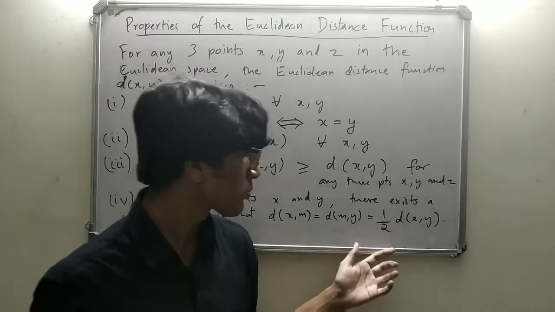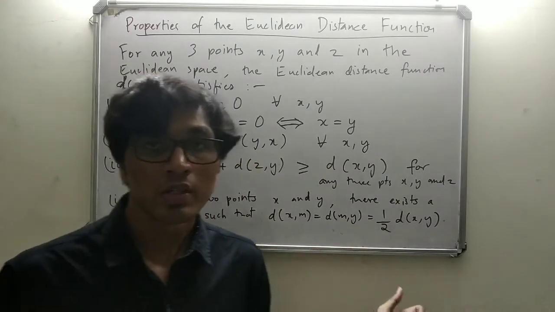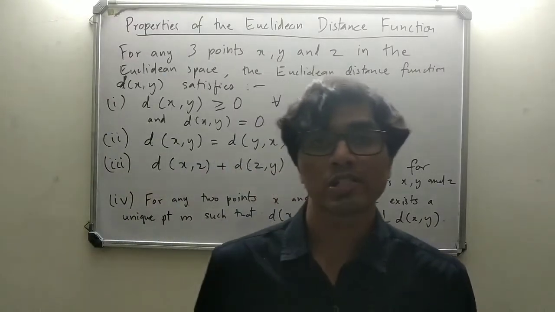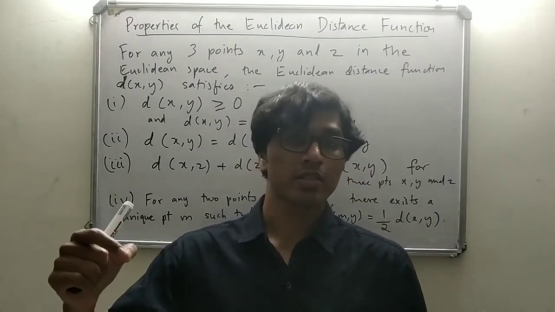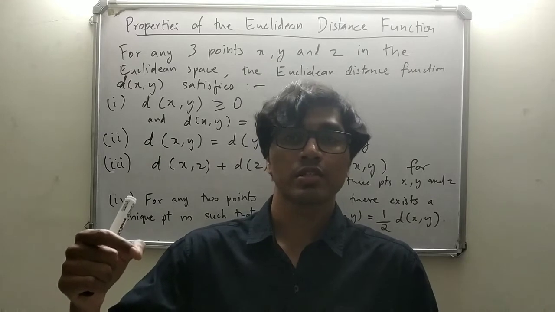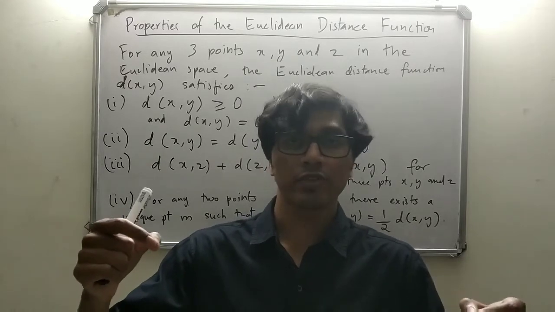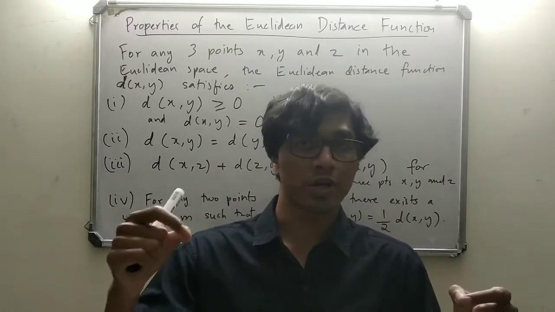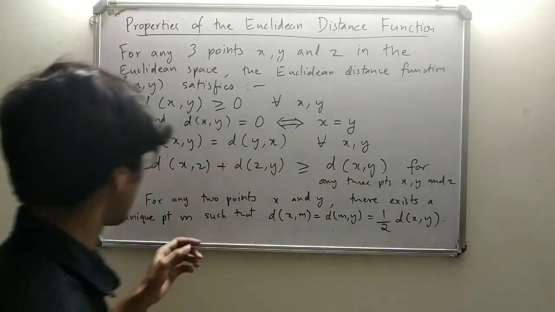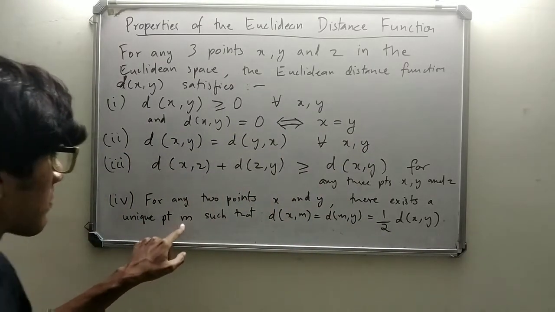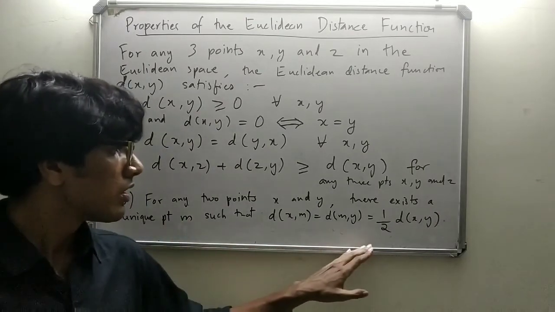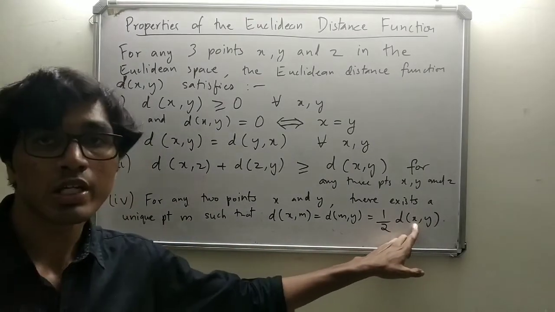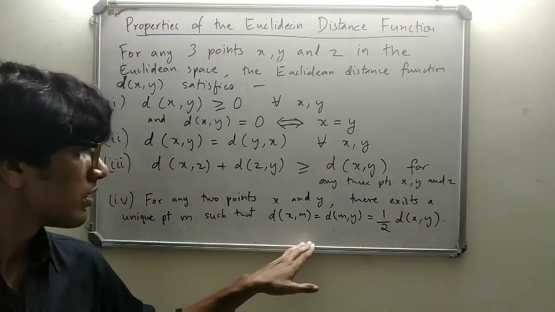So what does this fourth property tell you? It tells you that for any 2 points x and y in the Euclidean space, right, you can find some point which lies in exactly half the distance between these 2 points, right? That's what this M stands for. The third point lies in between, exactly half the distance between X and Y, right?